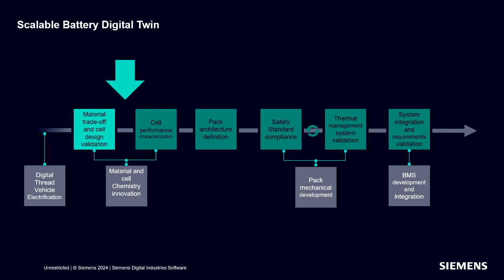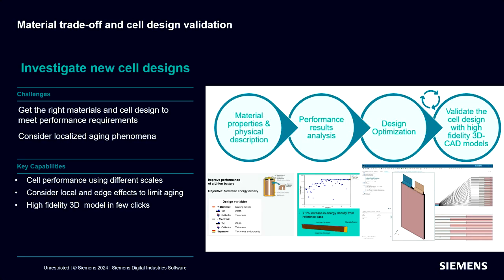So let's start with the first step, which is material trade-off and cell design validation. This is where you may have a certain capacity requirement, weight, or material requirement, and we need to make sure our cell design meets these or at least gets close to them. You can explore the impact of materials and physical descriptions on your cell design. For example, you might be working with a lower energy density, but of course safer material for the anode. So you would need to make the cell size relatively large to meet capacity requirements.